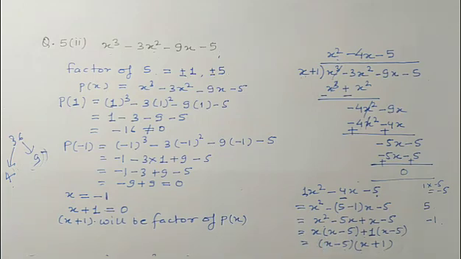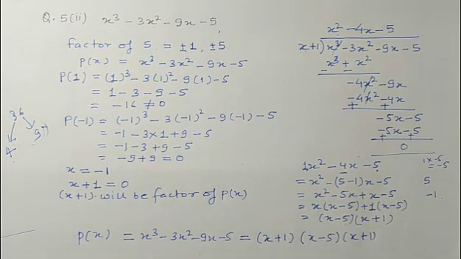So if you want to write the answer properly, we can write that p(x) was x cube minus 3x square minus 9x minus 5, and the factors of this question are x plus 1, x minus 5 and x plus 1. Okay students, so just try to solve the third part of this question number 5. It is also like this, and the fourth part you can do directly by taking common. So students, we have completed exercise 2.4 also.